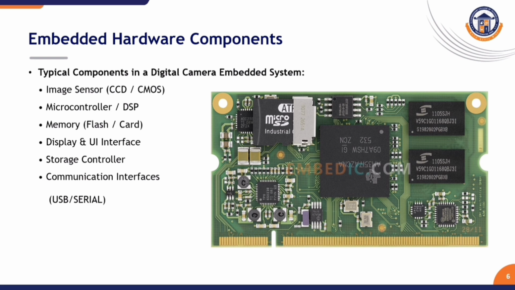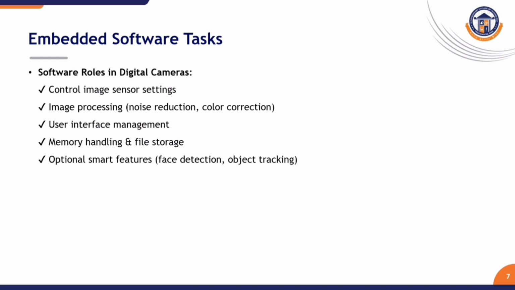Each of these components is tightly integrated into an embedded architecture, and it results in the quality functioning of a digital camera. Next we are going to discuss embedded software tasks. As we discussed earlier, the embedded system comprises both hardware and software roles. Throughout we have discussed the hardware roles. Next we are going to discuss the roles of software in a digital camera.